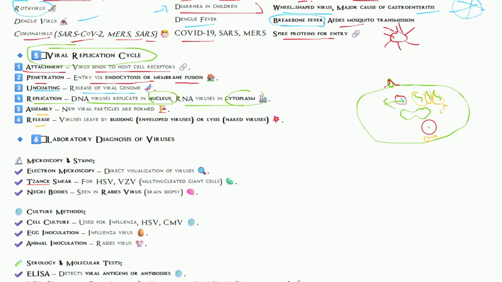The virus, when it enters as a single one, makes its progeny in multiple numbers. Finally they release. Viruses are released by budding. In the case of enveloped viruses, they are released by the budding system. But in the case of naked viruses, when there is no envelope, they are released by lysis.